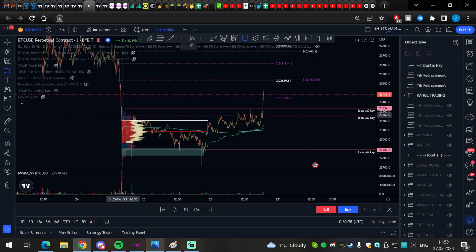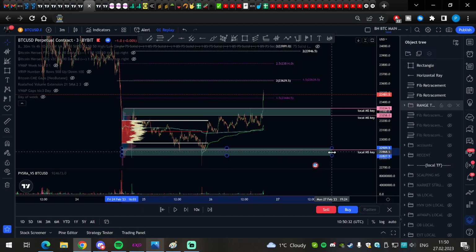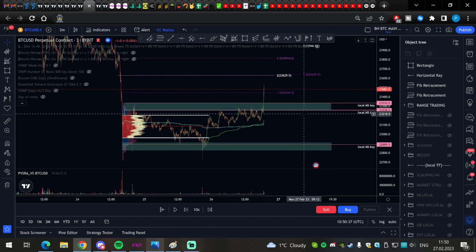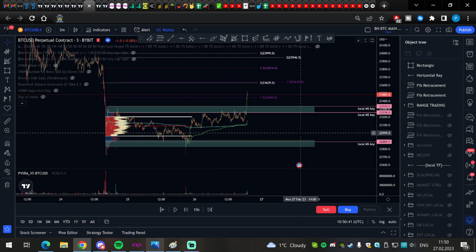You can do also market structure. Let's extend this one. Some people like precise levels, some people like zones as me, but it's best to combine anyway. Let's go further.